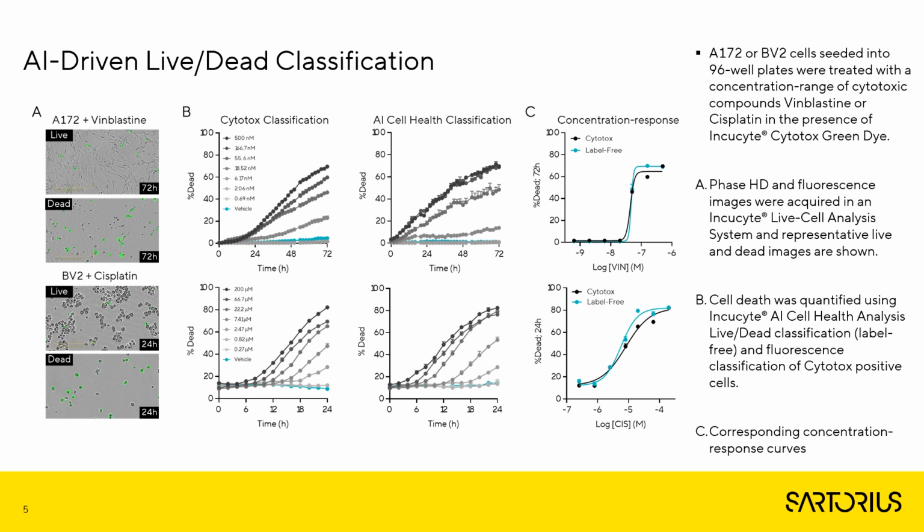The time courses show the percentage of dead cells in response to compound treatment, and we can see there are comparable time and concentration dependent responses between the fluorescence readouts and the AI cell health label-free readout. If we look at the concentration response curves, these confirm the analogous compound efficacies that we see using label-free and fluorescence analysis. Overall, this confirms that the label-free InKSight AI cell health analysis is able to accurately identify cell death, and it can do this where cell death is induced by compounds of different mechanism of action and in different cell types.